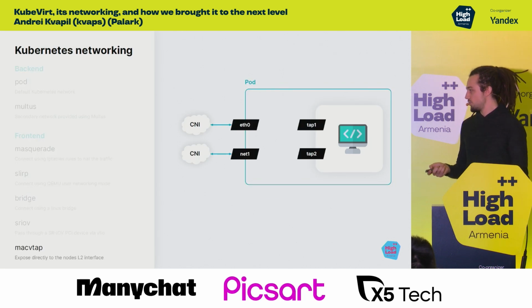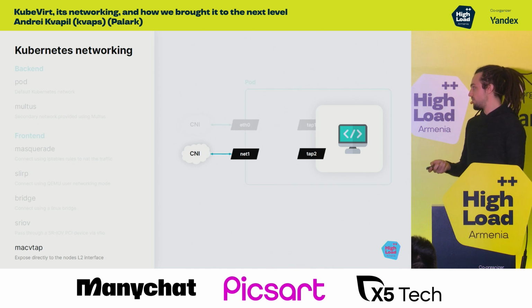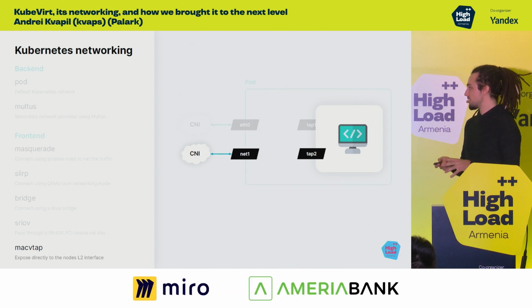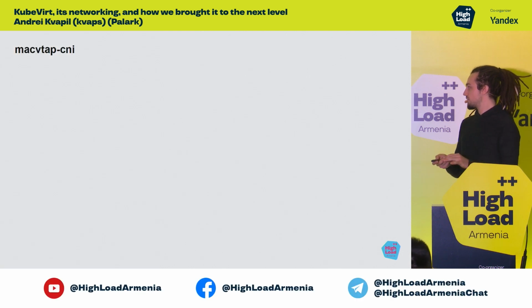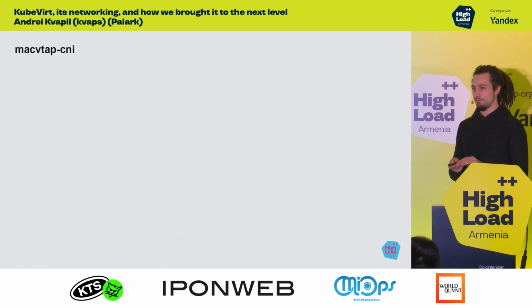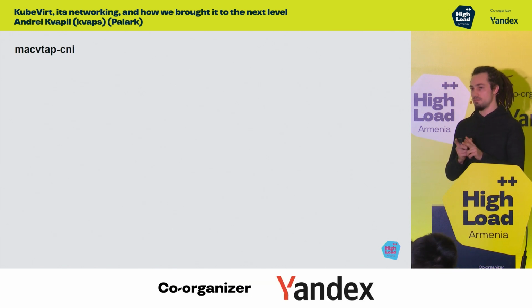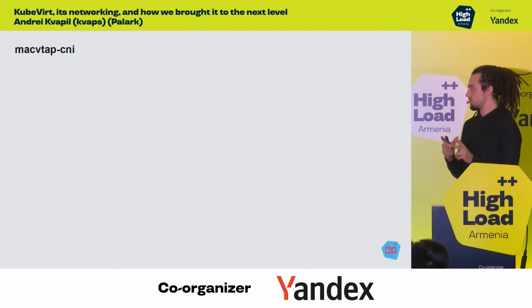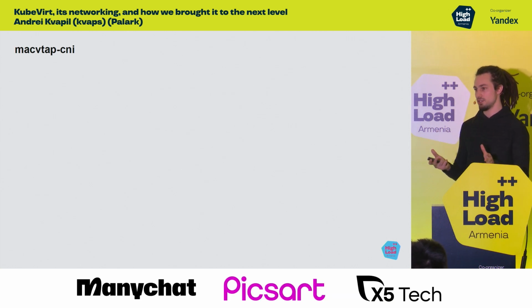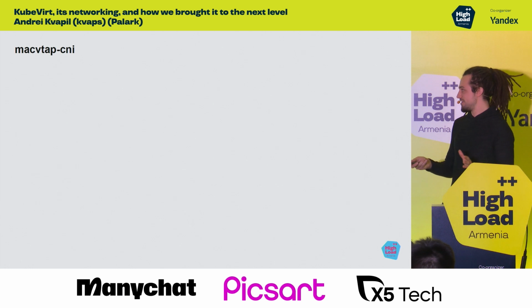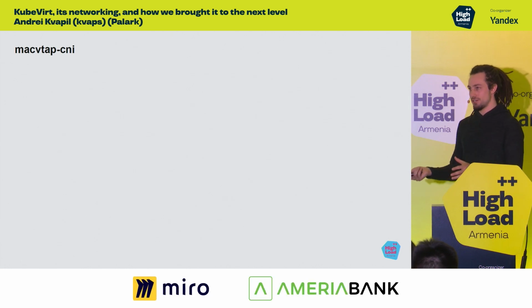There is also another mode called macvtap. And macvtap can work just with Multus because it relies on a specific CNI plugin. It allows you to connect the interfaces directly to the physical interface of the node. So to make macvtap work, you need to use the specific macvtap CNI plugin. You can't use it as the default for your Kubernetes cluster. You can use it just for an additional interface to your virtual machines.